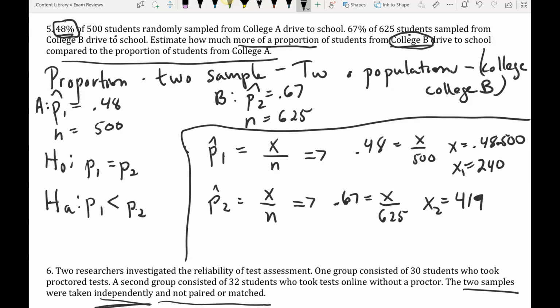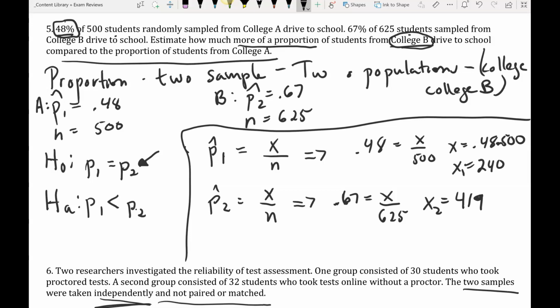Okay, so we've got 419 out of 625, and we've got 240 out of 500. Now, what I want to be really careful about here is, before I run this test, I want to ask myself, what am I trying to do? I'm trying to reject this thing here. That's what I want to reject. It's a hypothesis. Will I reject it or will I not reject it? So the question is whether or not I believe that the proportions are actually equal to each other. And so when I find out what my p-value is and I compare it to alpha, I want to see whether or not I actually am going to reject that statement.